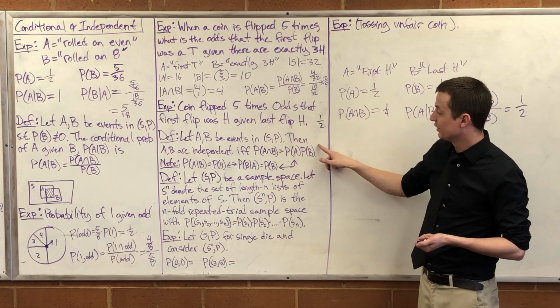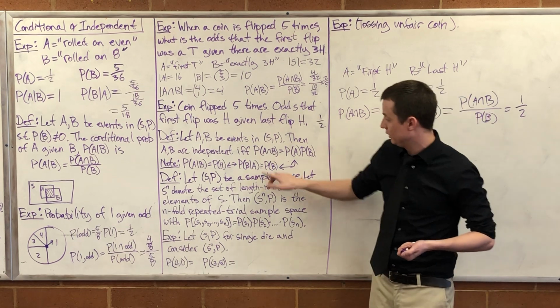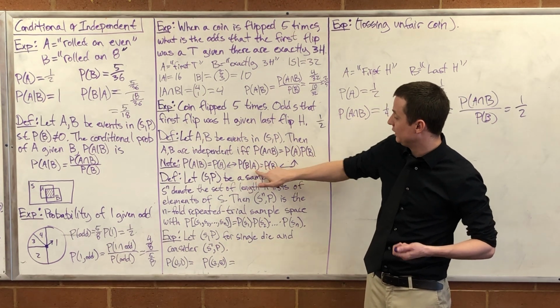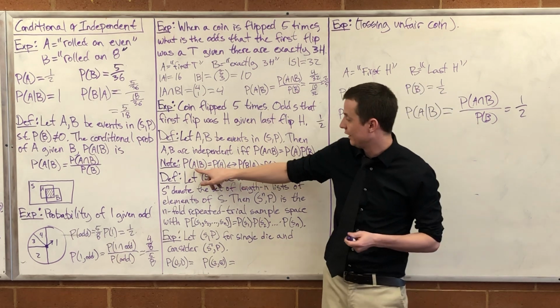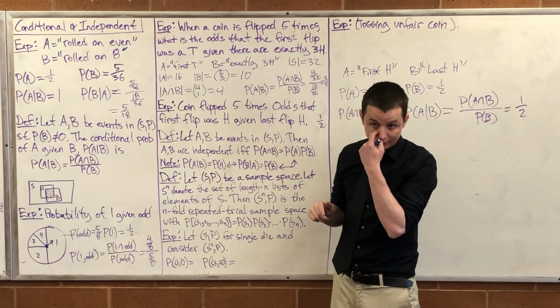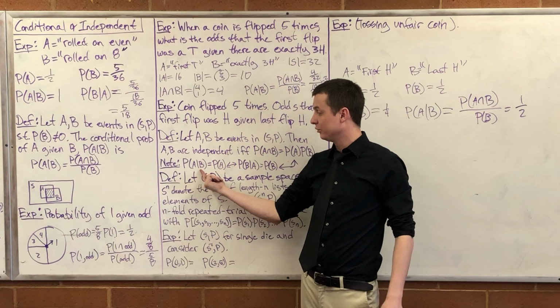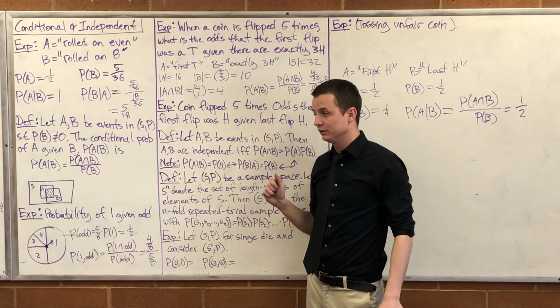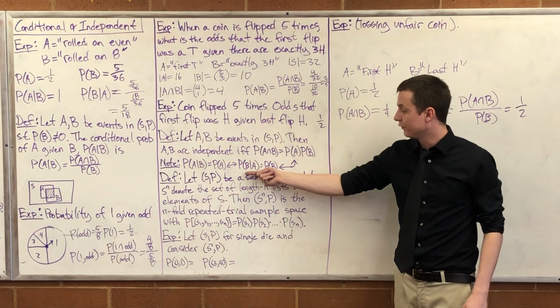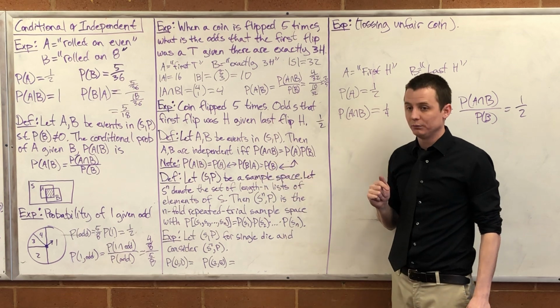Okay. And logically equivalent ways of writing this formula are that the probability of B given A is equal to the probability of B, and the probability of A given B is equal to the probability of A. If you give me information about B, it in no way changes the probability of A. If you give me information about A, it in no way changes the probability of B.